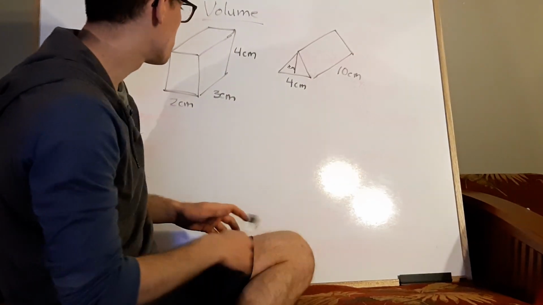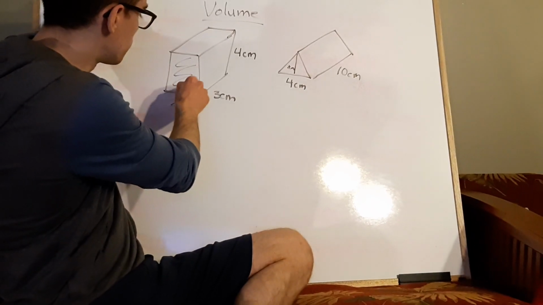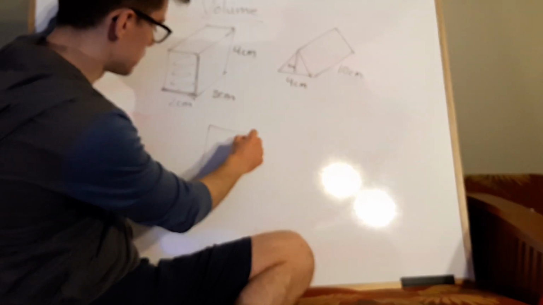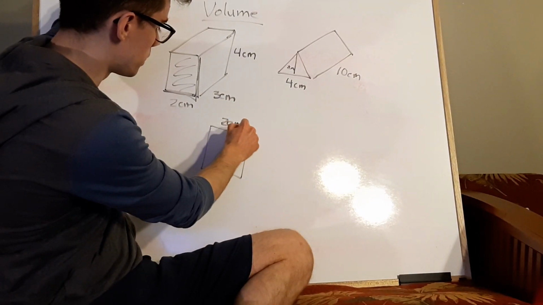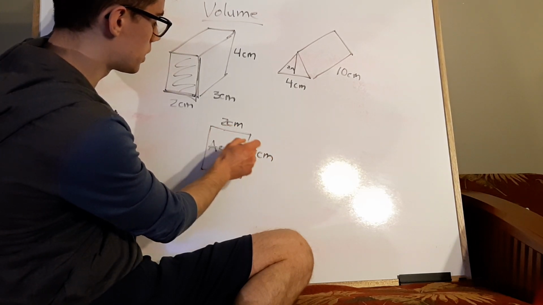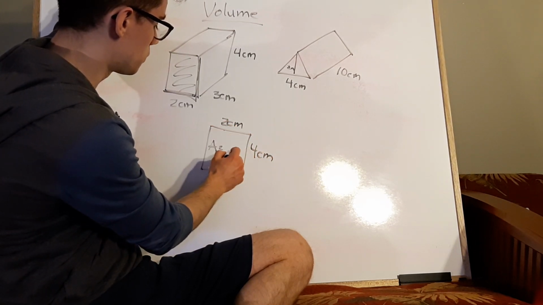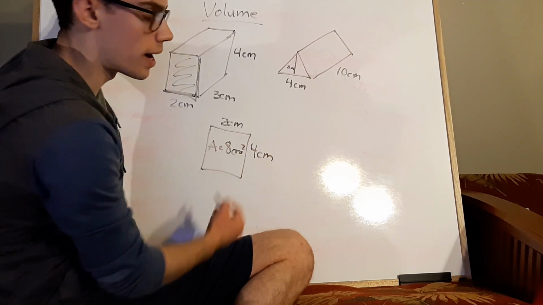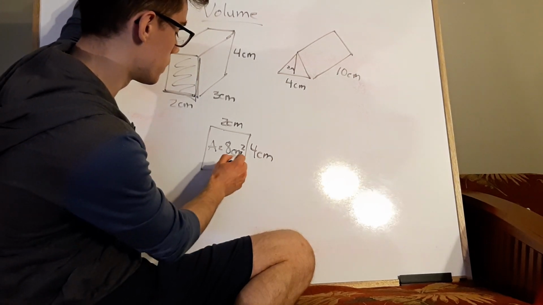So here, with this rectangular prism, we have the front being here, and that is 2 by 4. The dimensions for that front piece are 2 centimeters by 4 centimeters. So the area is going to be 2 times 4, 2 centimeters times 4 centimeters. That's going to be 8. Now keep in mind it's centimeters squared. Those are the units, squared units.